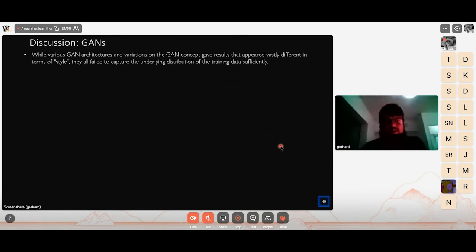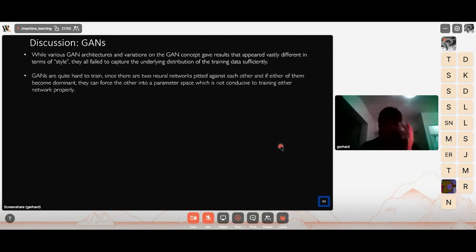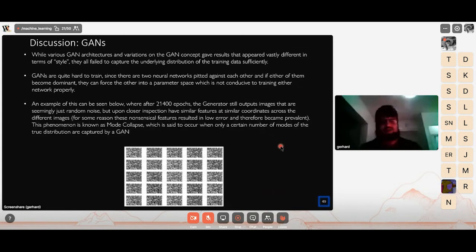I used various types of GAN architecture, which are variations on that base concept. They all gave results that appeared vastly different in terms of style, but they all basically failed in the task. GANs are really hard to train because you've got two neural networks pitted against each other. If either one of them becomes dominant, it forces the other one into a parameter space which is not conducive for either of them training well.